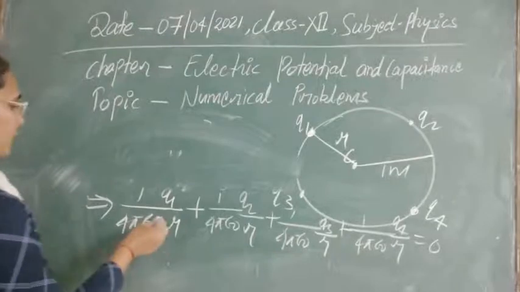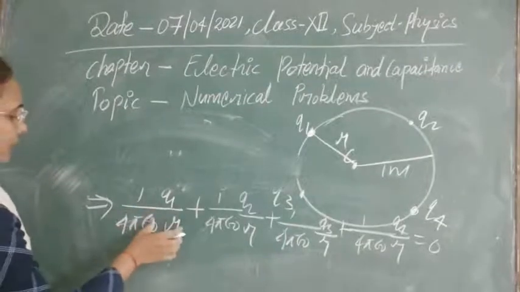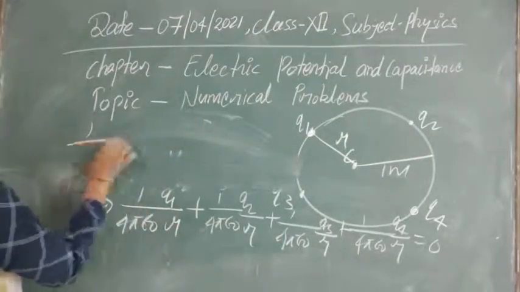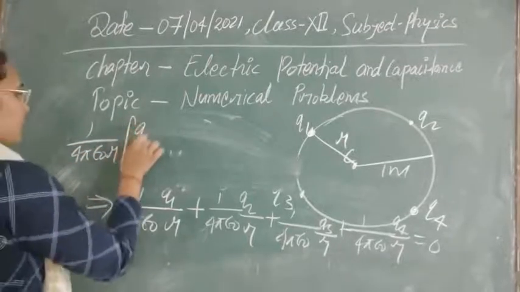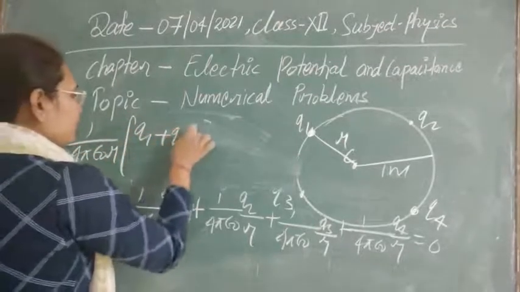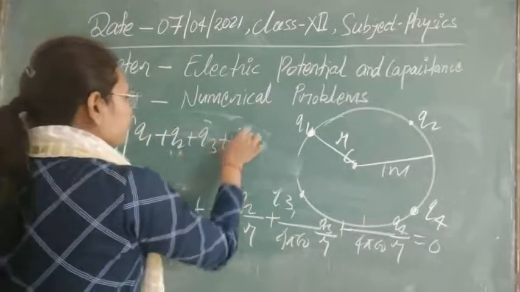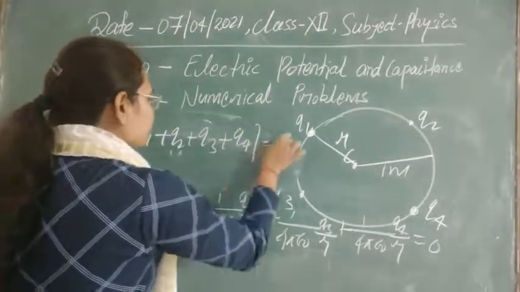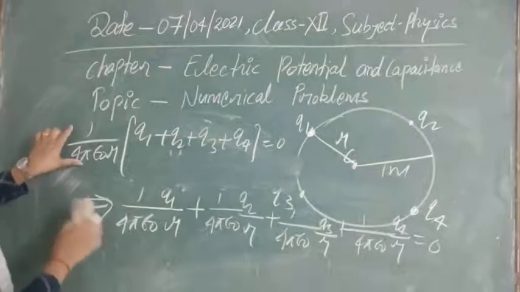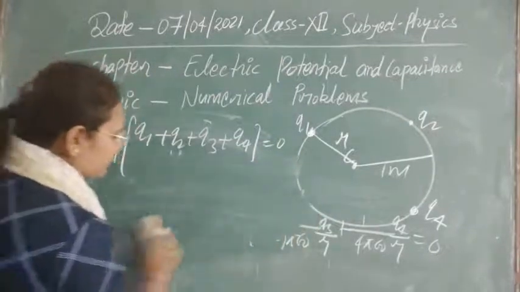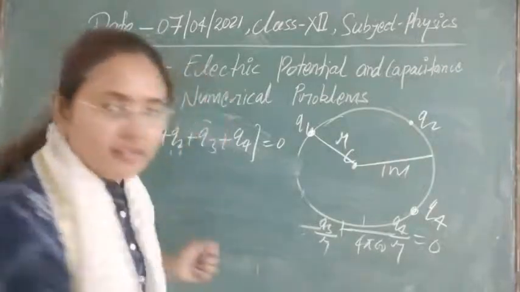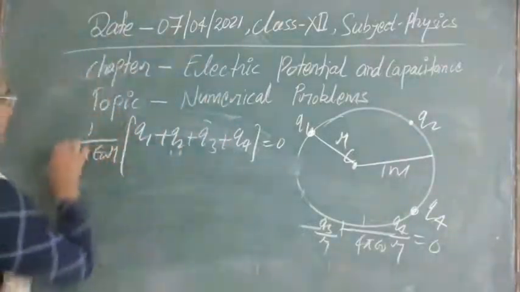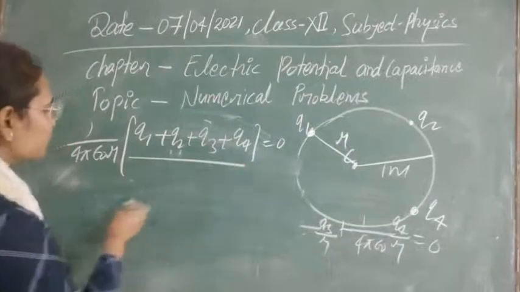Now we can take the common factor 1 upon 4 pi epsilon 0 R. If we take it common, then this will be equal to Q1 plus Q2 plus Q3 plus Q4, and this is equal to 0. This term cannot be 0, because R is fixed, and if this term were equal to 0, R would be infinite. So this term is not 0, which means the bracket term should be 0 here.